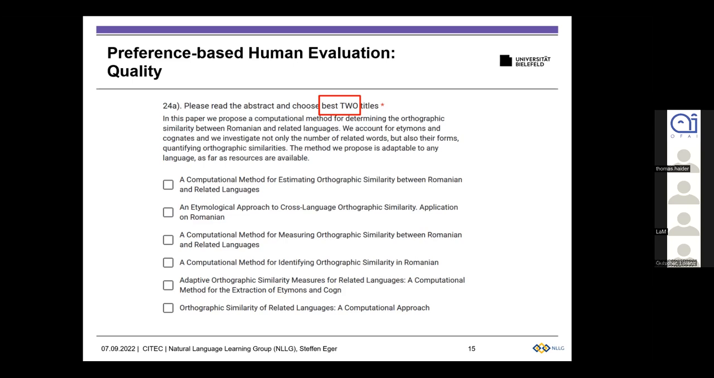Now the six titles that are generated, five of which are generated by a text generation system, and one of which is the human title, are: The first one is a computational method for estimating orthographic similarity between Romanian and related languages. An etymological approach to cross-language orthographic similarity: application on Romanian. A computational method for measuring orthographic similarity between Romanian and related languages. A computational method for identifying orthographic similarity in Romanian. Adaptive orthographic similarity measures for related languages. A computational method for the extraction of etymons and cognates. Orthographic similarity of related languages: a computational approach.